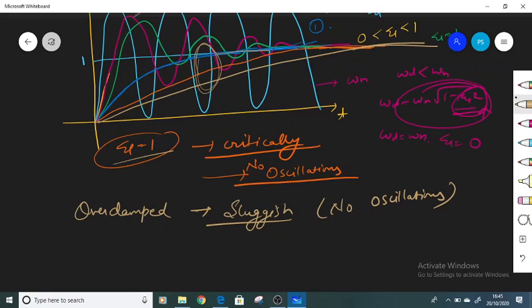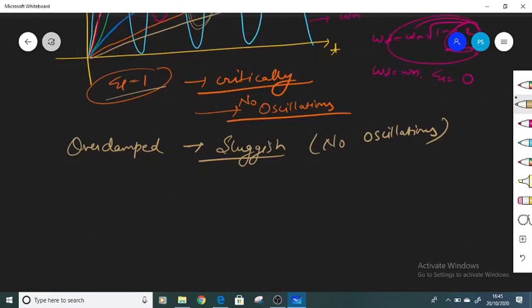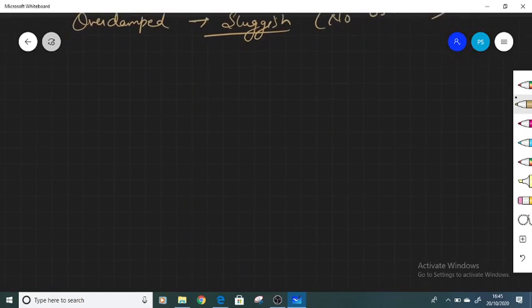Although the time taken for the output to reach the final steady state is higher, still if it's desired that there should be no oscillation, then you have to go for the overdamped case. ऐसे system जहाँ पे थोड़े oscillations चलेंगे लेकिन you want that the output should settle faster, then you can go for this underdamped case. Okay, so I hope that things are clearer to you.